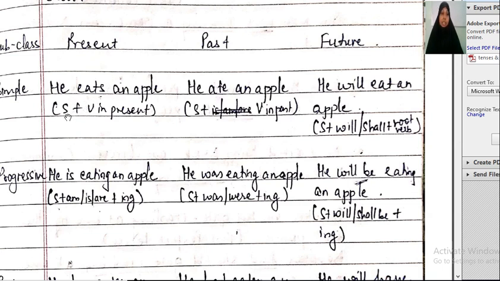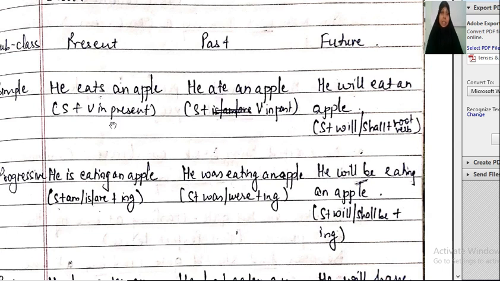The structure of the sentence will be subject, that is he, verb, that is eats, and an apple, that is object. So while you write the sentence in the present form, you have to always keep in mind the structure of the sentence should be subject plus verb in present. And always keep in mind, in present tense the verb has s along with it.